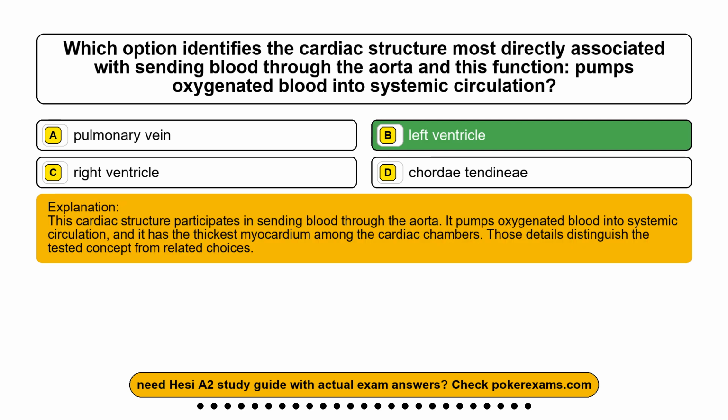This cardiac structure participates in sending blood through the aorta. It pumps oxygenated blood into systemic circulation, and it has the thickest myocardium among the cardiac chambers. Those details distinguish the tested concept from related choices.